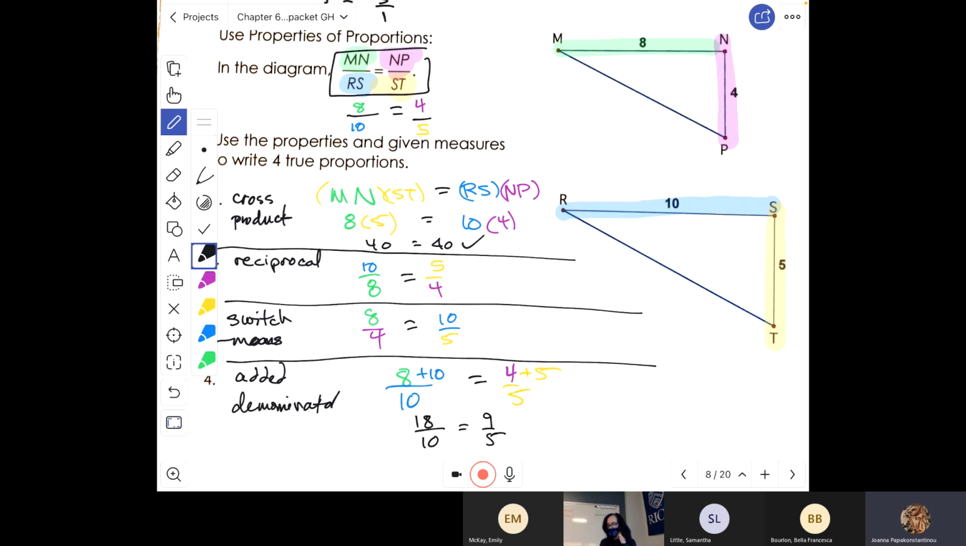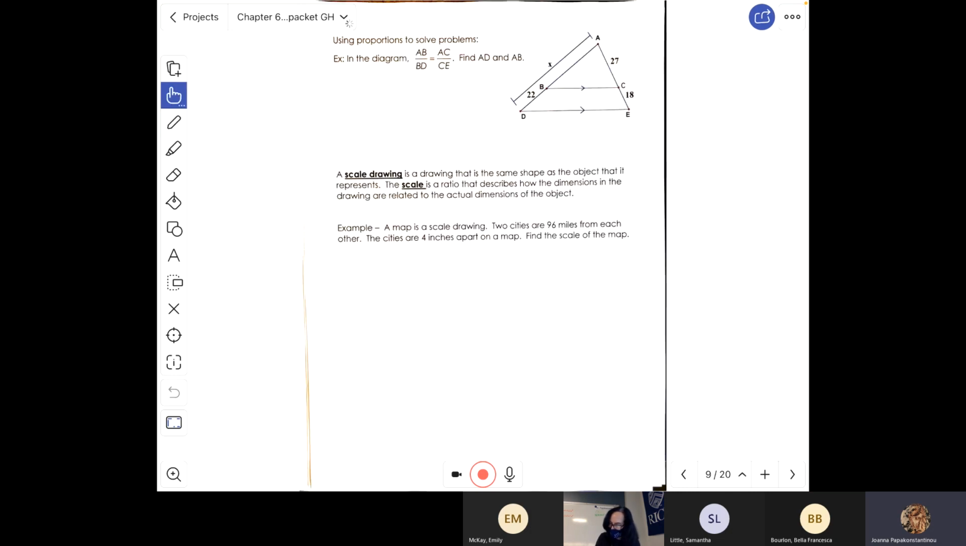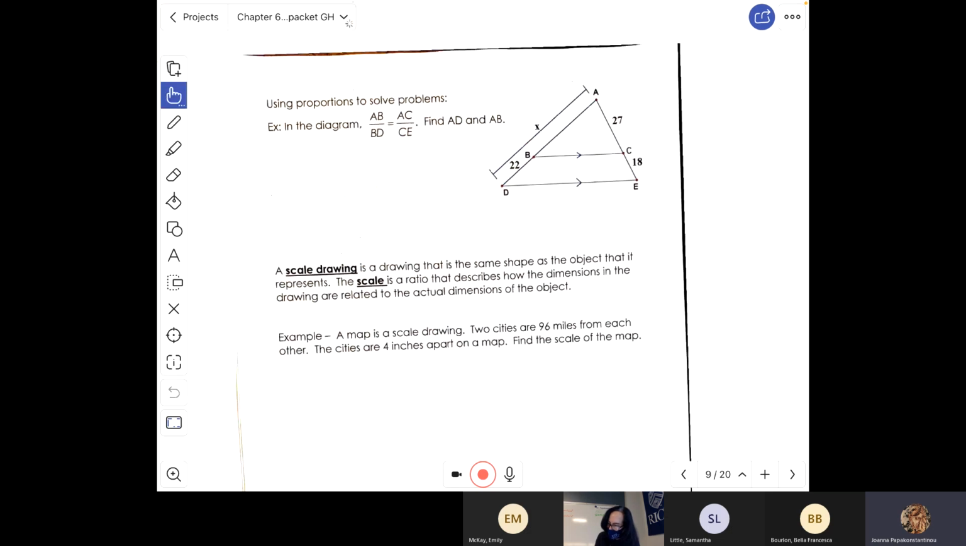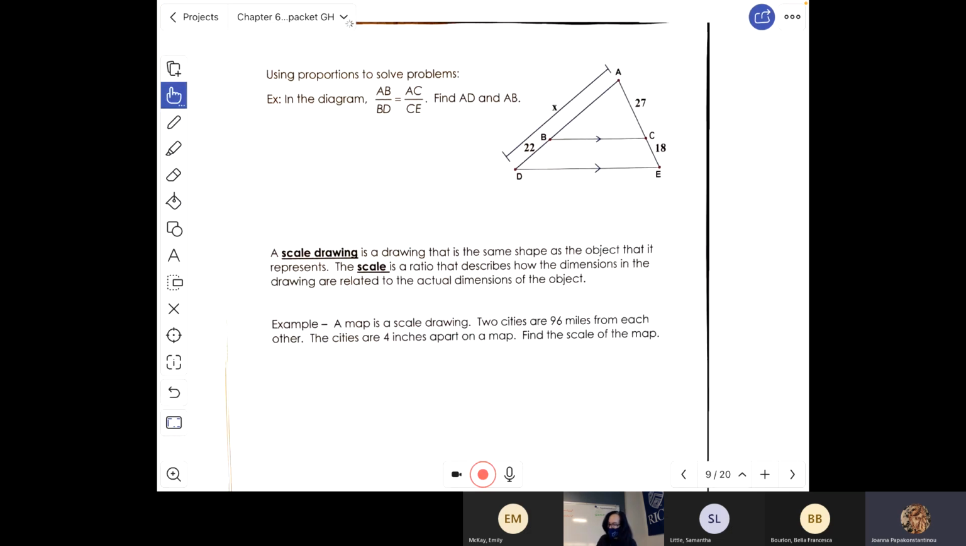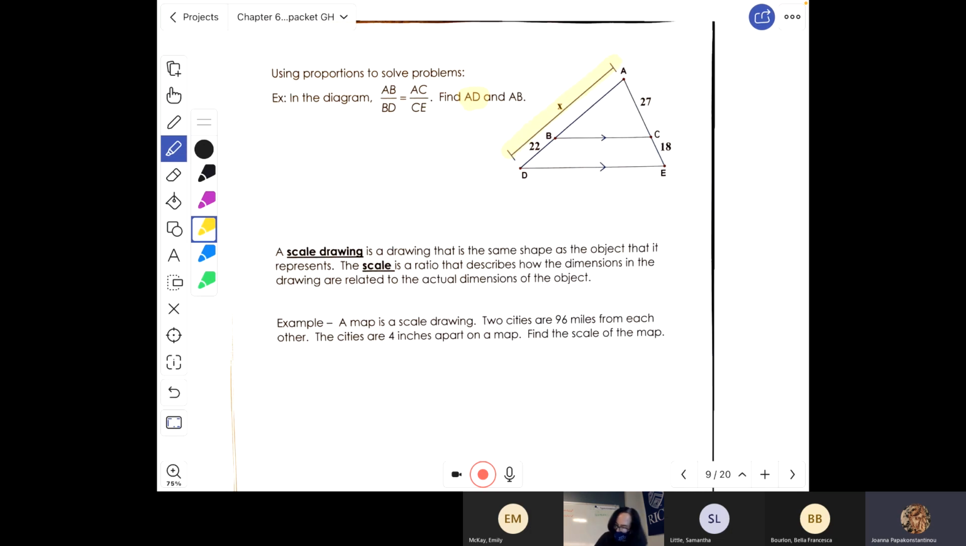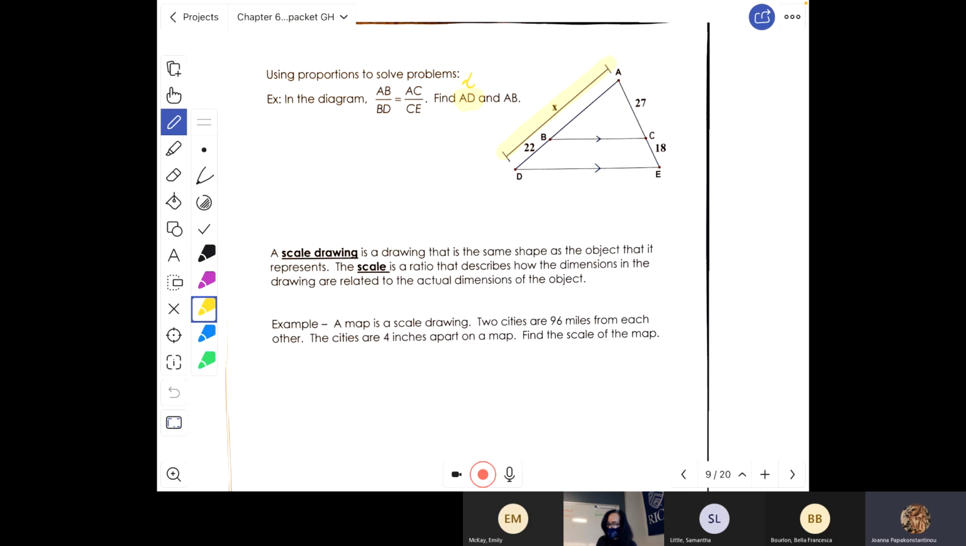Okay, now let's see if we can use these properties and actually solve for some unknowns. So we're going to use proportions given this diagram to find AD. So I'm looking for AD, which means I'm looking for X, right? And I'm looking for the length of AB. AB is this.